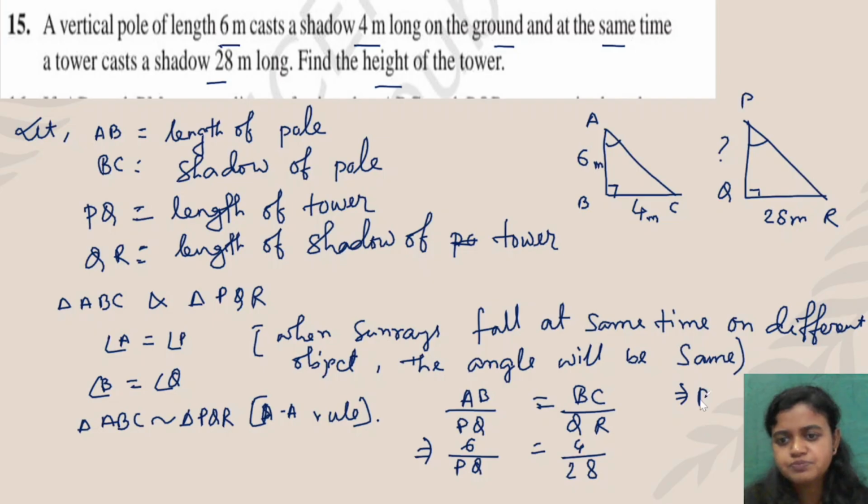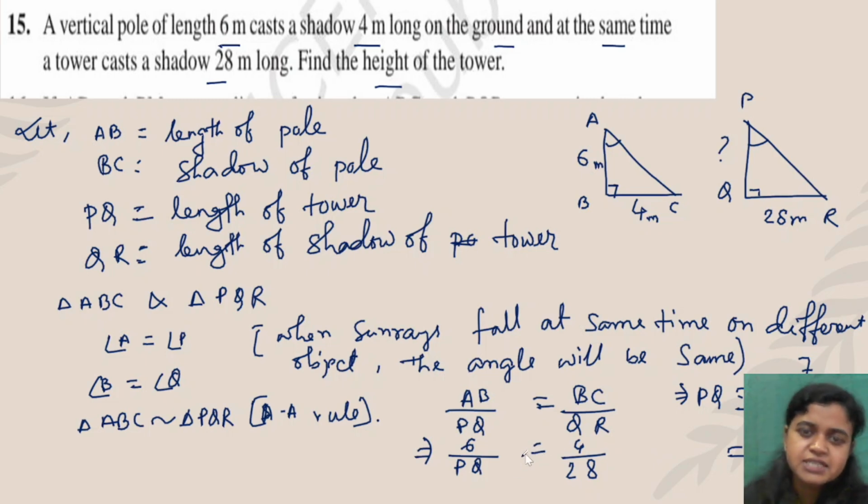So PQ equals, cross diagonal multiply: 6 into 28 and 4 into PQ, and that is why I divide by 4 here. 4 sevens are 28, so 6 sevens are 42 meter. So the length of the tower is 42 meter. This is the answer. 42 meter is the answer.